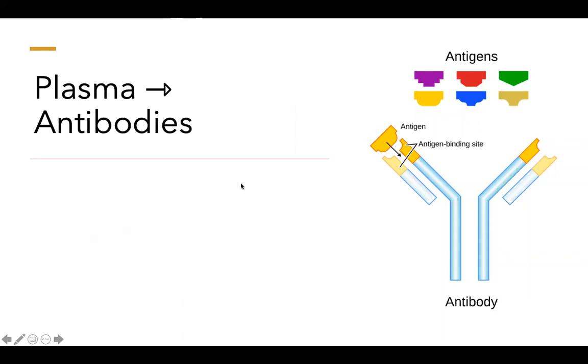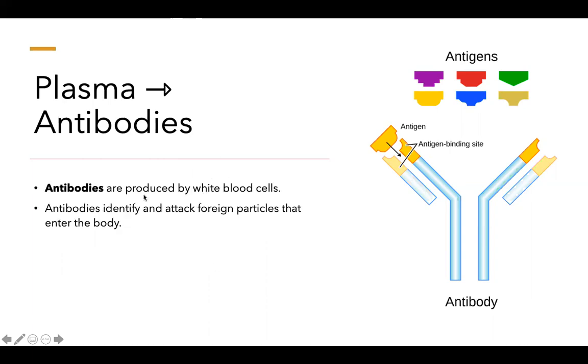And in your plasma, you have these substances called antibodies, and they're produced by your white blood cells. Antibodies have the ability to identify and attack foreign particles that enter the body. So your antibodies are found in your plasma, and they're going to oppose antigens that are foreign to the body.